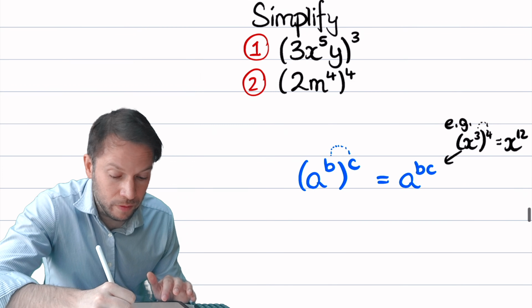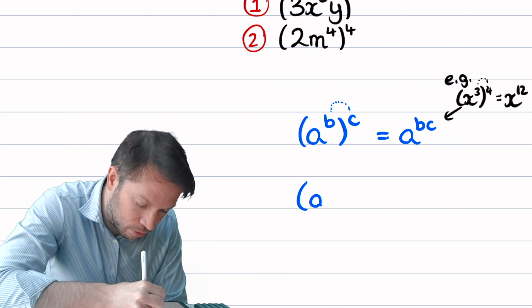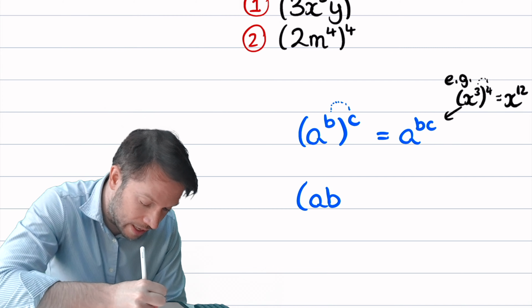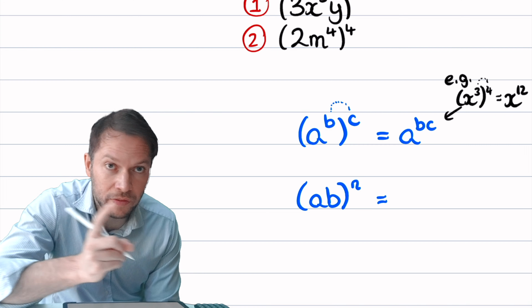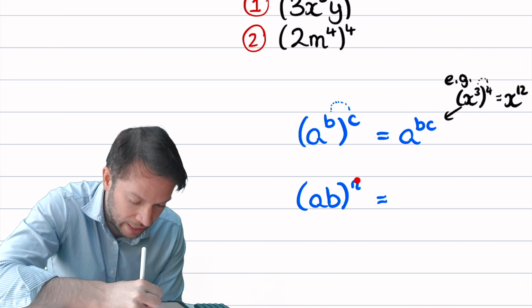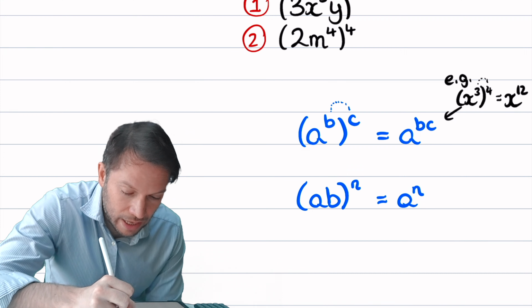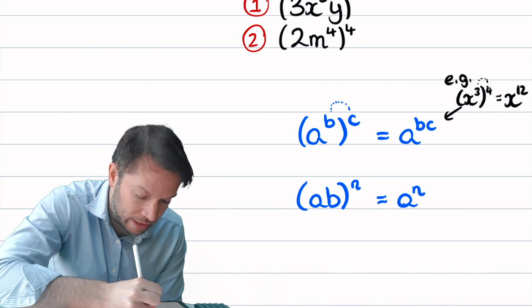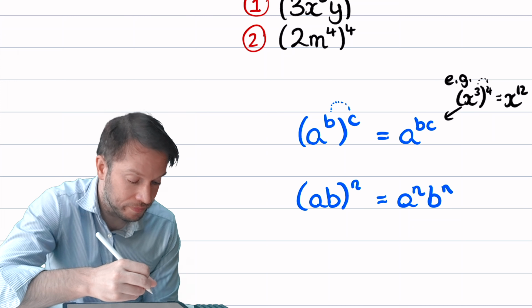The other law of indices is that if you have two things multiplied together, like a times b, and you raise it to a power, then you can apply that power to each thing in that product. So you apply the power of n to the a, so a to the power of n, and you also do the b to the power of n, so times b to the power of n, like that.